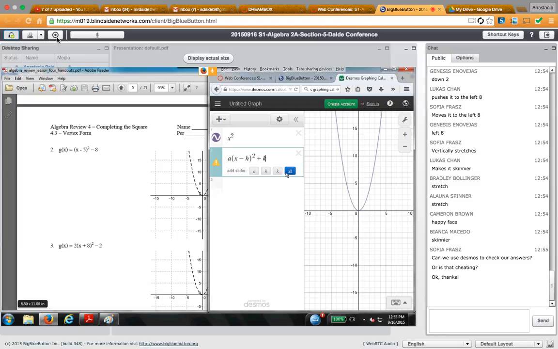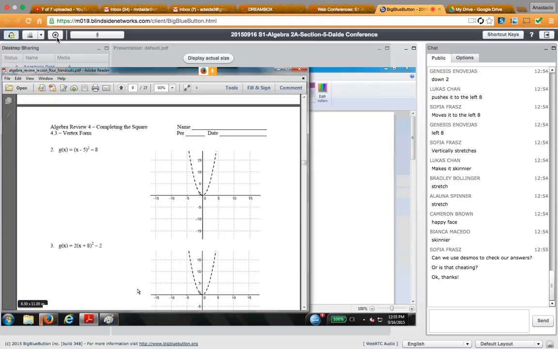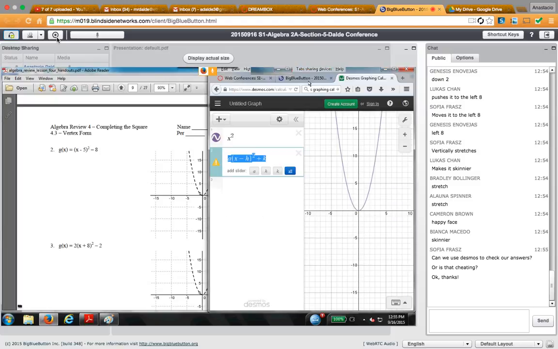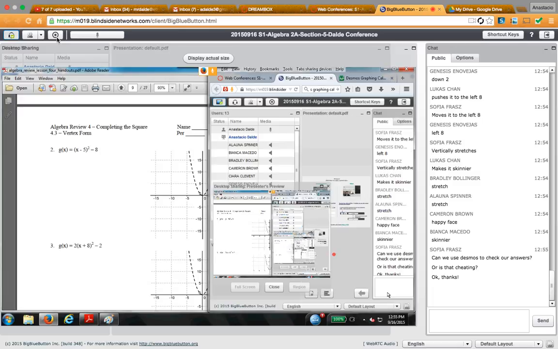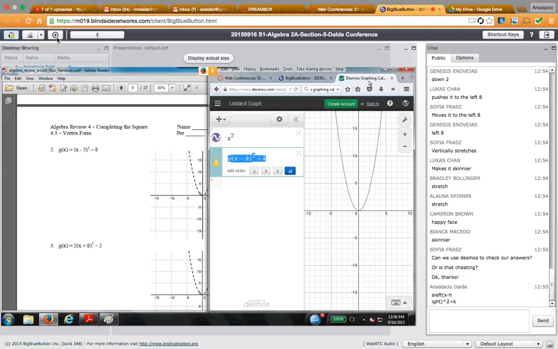But open up Desmos. I want you to type this in. In fact, I'll chat it to you. Click here, chat this to the students. Try copy paste that into Desmos. You guys got it?